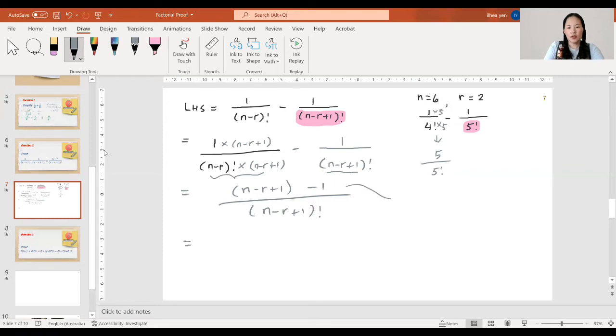So if I do this one, n minus r plus 1 minus 1, I'm left with n minus r, and my denominator will be n minus r plus 1 factorial, which is the same as my right-hand side. So it's as required: the left-hand side therefore equals the right-hand side.